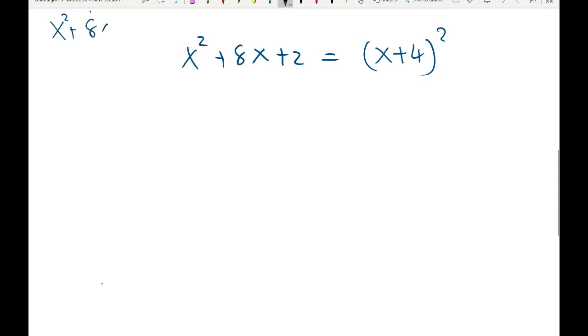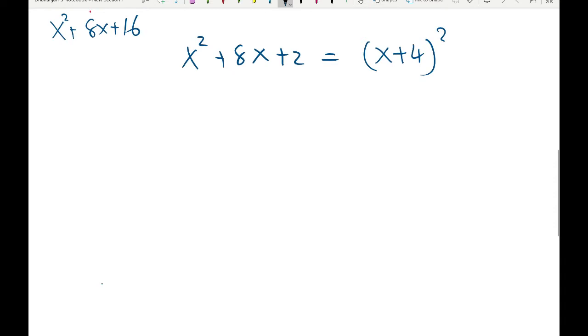Let's take x² + 8x + 2. What's the thought process? Look at the coefficient of x, it's 8. Think about its half, which is 4. So this should be almost equal to (x+4)². Now what is (x+4)²? x² + 8x + 16.